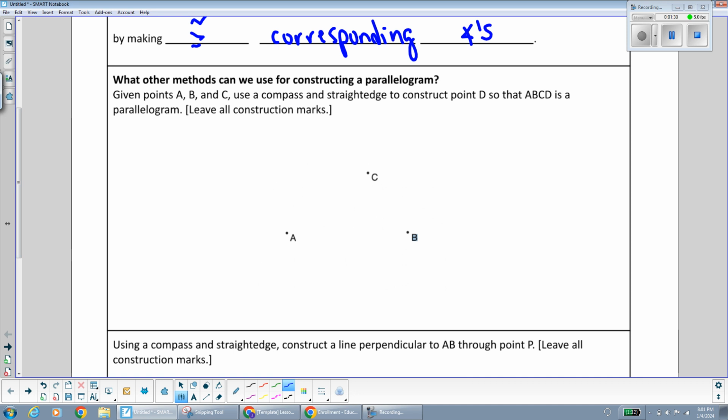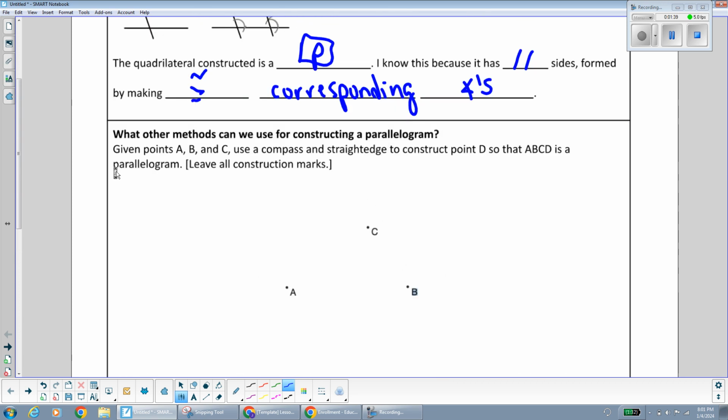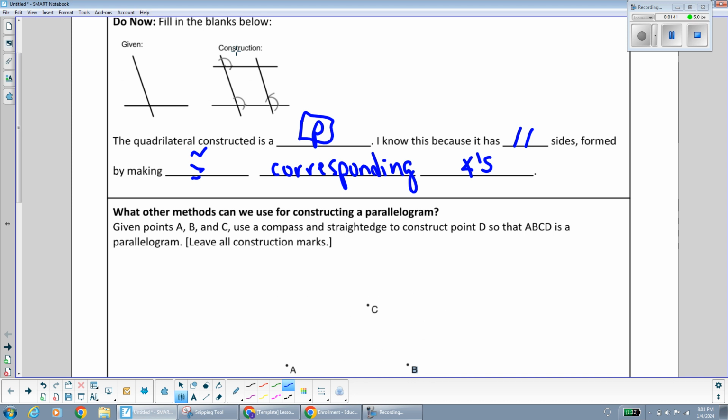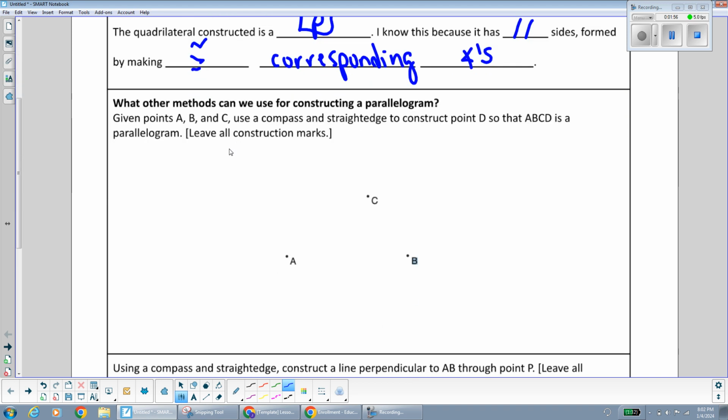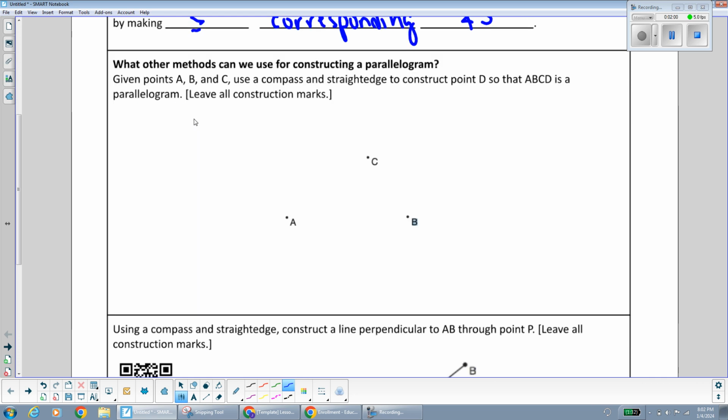Now, in the next question over here, what we're given is 3 points of a quadrilateral, and we're asked to construct with our compass point D so that ABCD would be a parallelogram. Now, we can use the parallel line construction here, and we can copy an angle twice to create two sets of parallel lines. But that's a lot of work, and you might not exactly remember the parallel line construction, especially in June when you get to the Regents exam. So let's think about some other ways that we can construct a parallelogram.